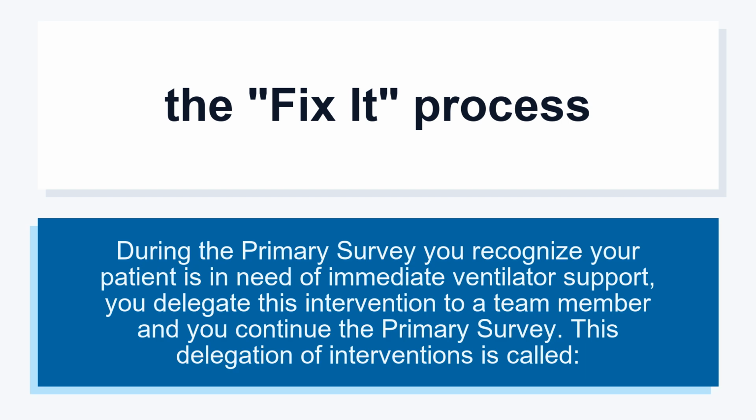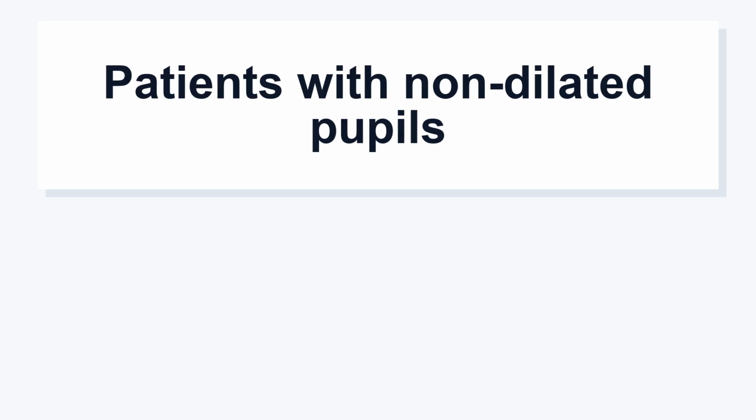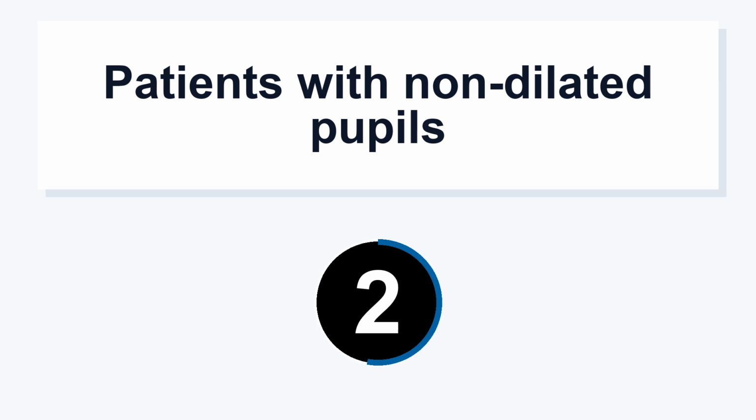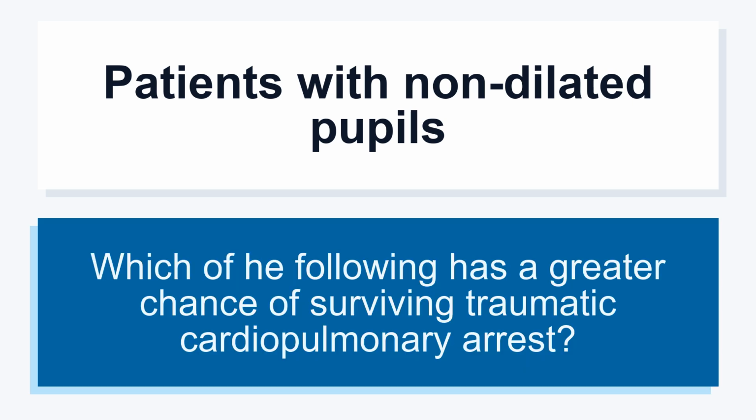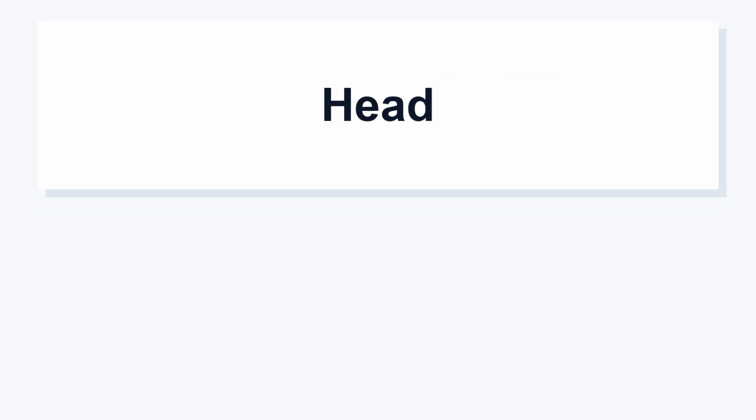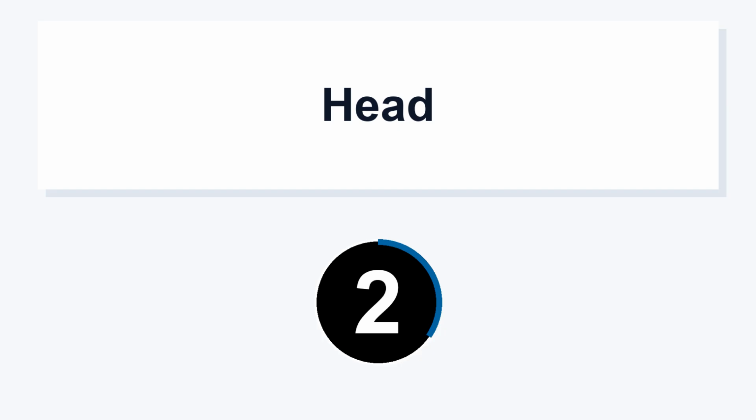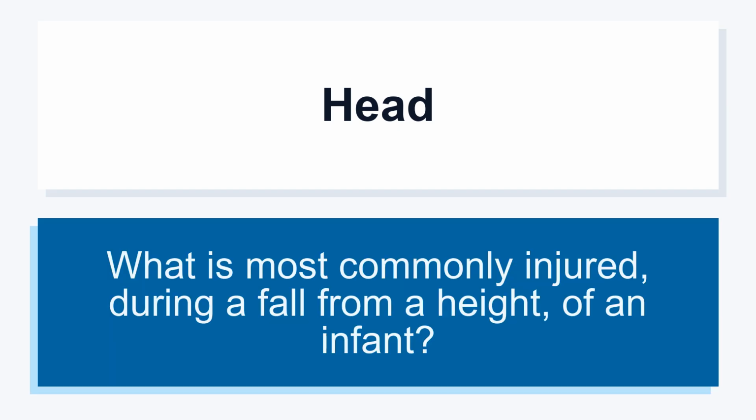During the primary survey, you recognize your patient is in need of immediate ventilator support. You delegate this intervention to a team member and you continue the primary survey. This delegation of interventions is called patients with non-dilated pupils. Which of the following has a greater chance of surviving traumatic cardiopulmonary arrest? Head. What is most commonly injured during a fall from a height of an infant?